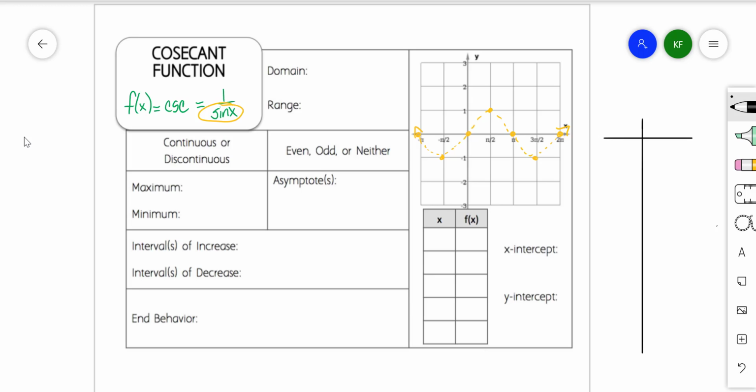We will be continuing with cosecant and secant. I included a graphic organizer for you in Google Classroom, so you'll find it either in Kami or as a PDF in Google Classroom. So look for that.